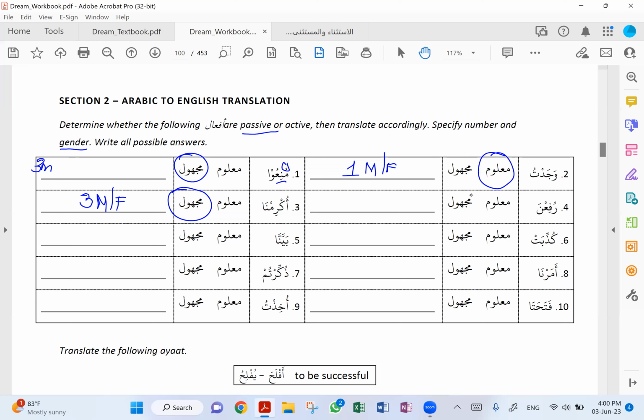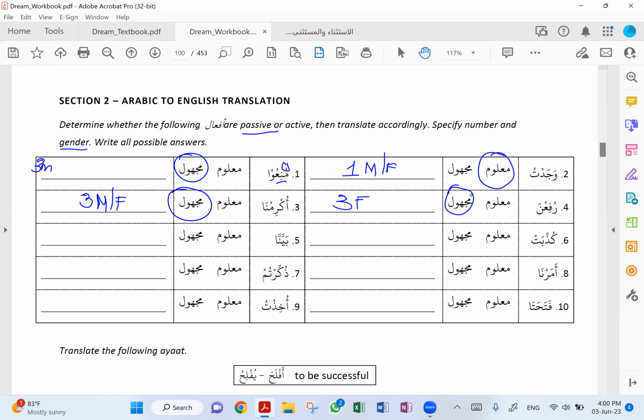رفعنا. Majhul. Again, the U sound. So what is the number and gender? Plural feminine. Yes, plural feminine. They were raised. Yes, the ladies were raised.